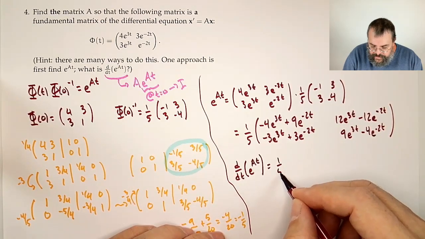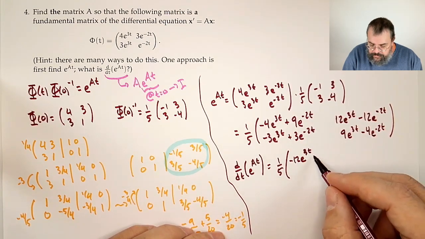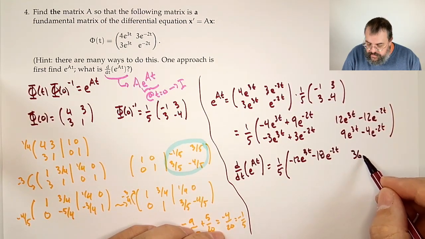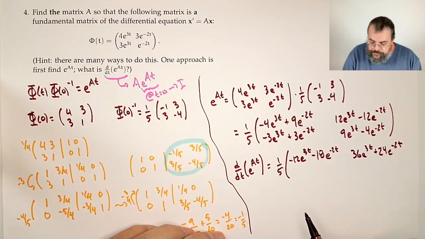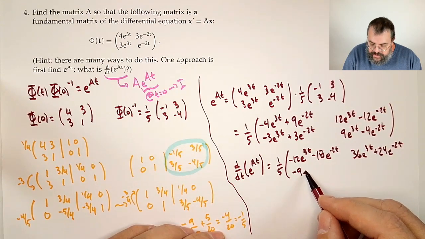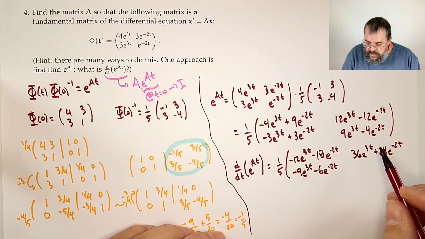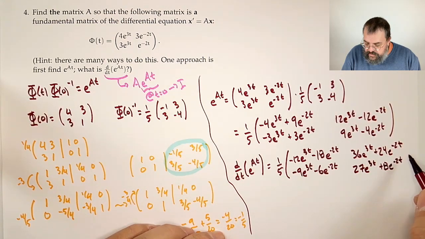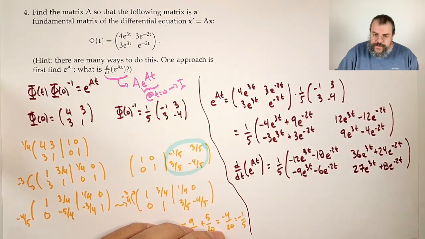So the derivative of e to the at, well, that's 1/5. And then we have minus 12 e to the 3t, minus 18 e to the minus 2t. Here it'll be 36 e to the 3t, plus 24 e to the minus 2t. Down here, minus 9 e to the 3t, minus 6 e to the minus 2t, 27 e to the 3t, plus 8 e to the minus 2t. Okay, plugging in 0. So that's the next thing we're going to do. We'll plug in 0, and we'll see what happens.